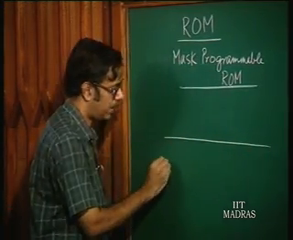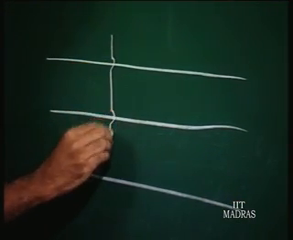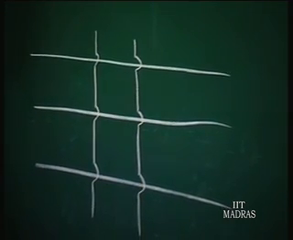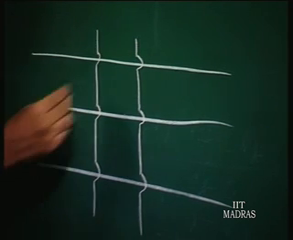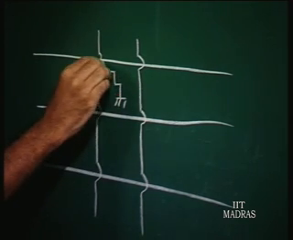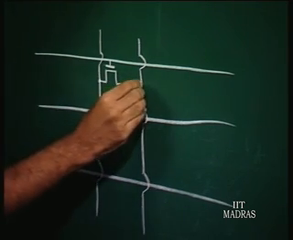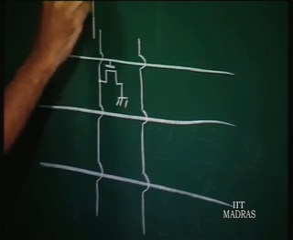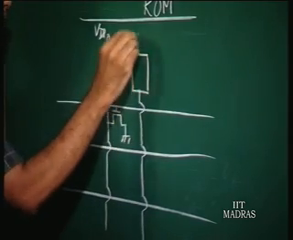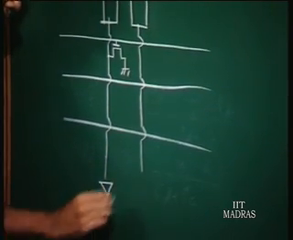Just like we had in the other forms of memory, you have the rows and the columns. Again at the intersection of the rows and the columns you have the memory cells. In this case the memory cell consists of just a MOS transistor at the intersection of the row and the column. And here you have the load, and this connects to VDD. And here you have the outputs through inverters.